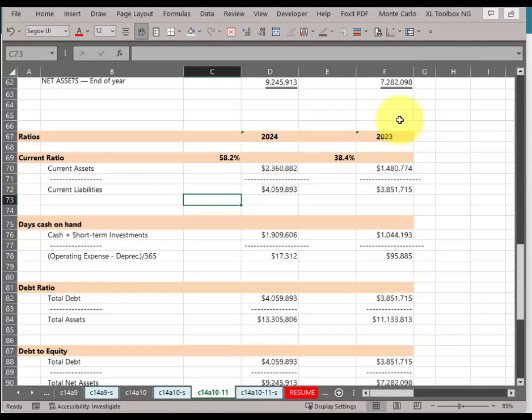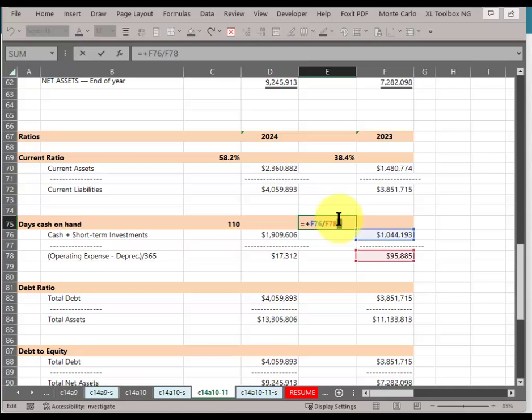Now we'll do one more ratio to see if there are other interesting stories or interesting ways to look at things. Let's look at the days cash on hand right there and there. Now that shouldn't be a percentage. Let's fix that. So there you go. You can see that our days cash on hand went from 11 last year to 110. So that was a gigantic increase.